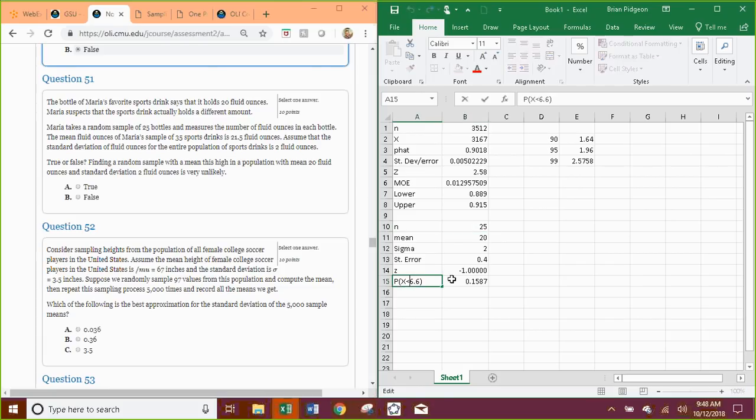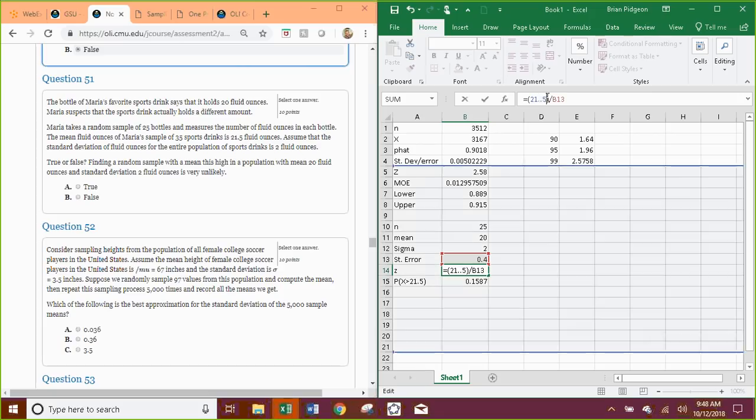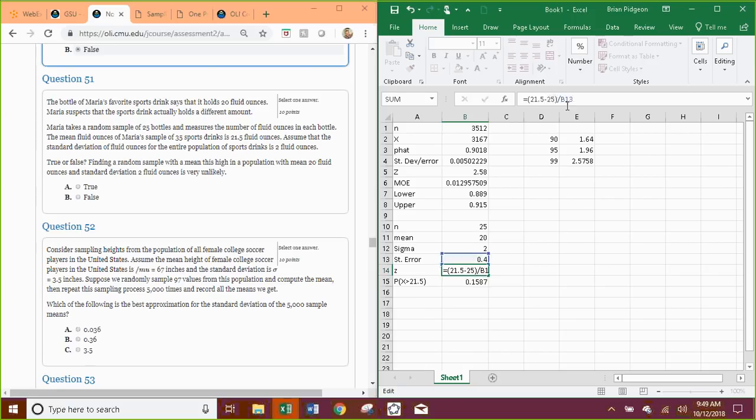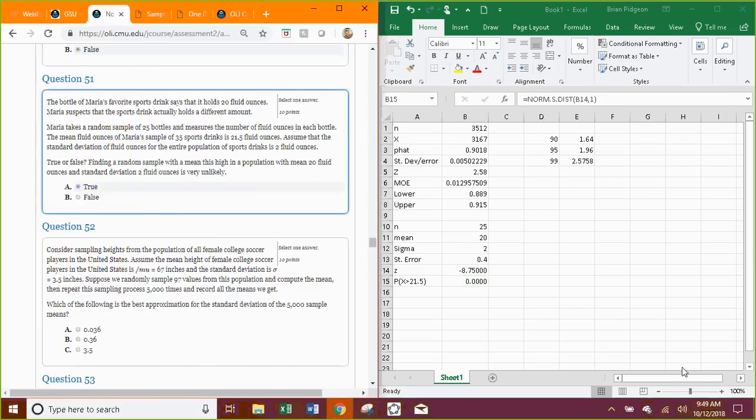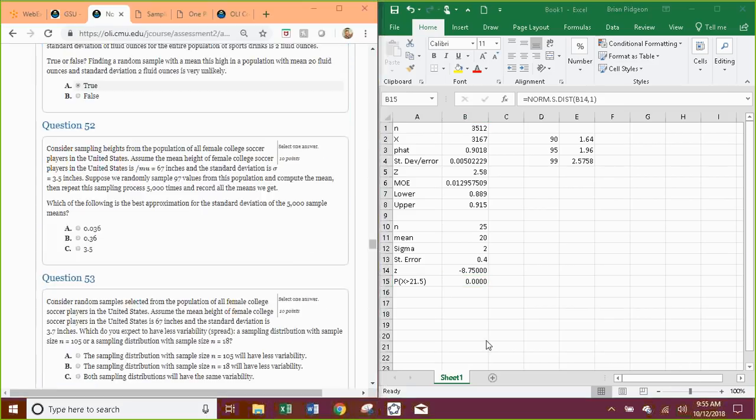This high in a population would mean 20. So that means we're looking now for the probability that we're greater than her sample mean of 21.5. Let's change our z-score. We want to find a z-score for a sample mean of 21.5. So 21.5 minus 25 divided by the standard error, which we already calculated, which is approximately 0. So, is it very unlikely? Yes.